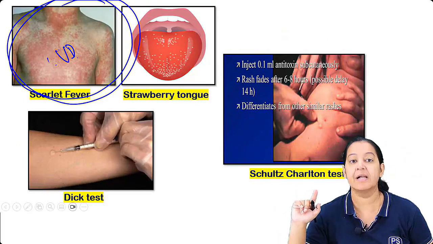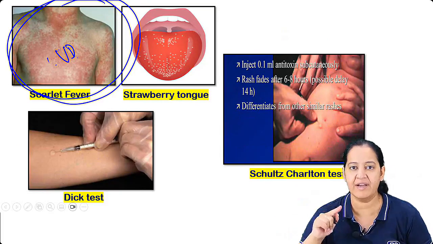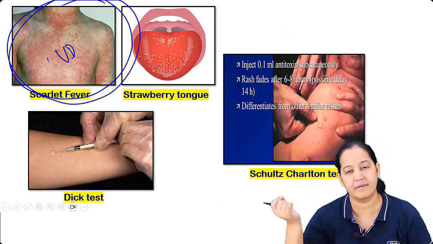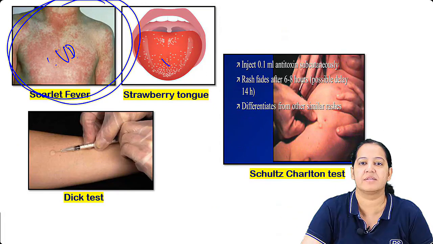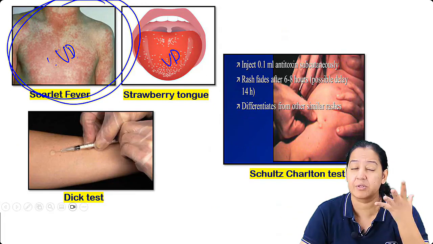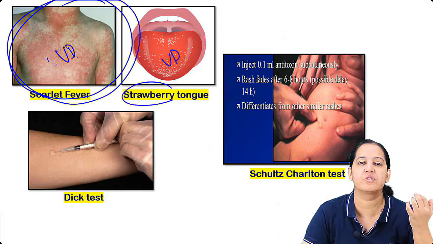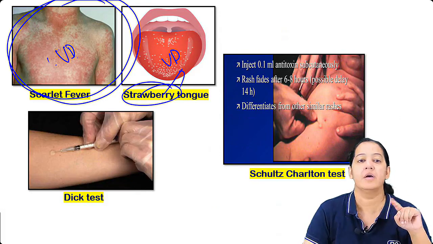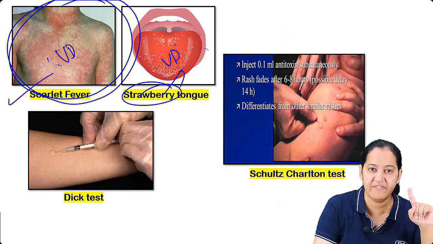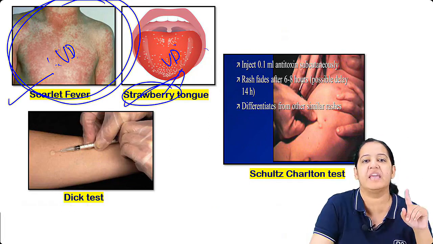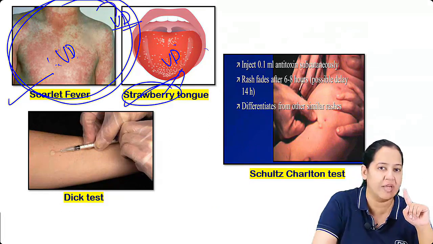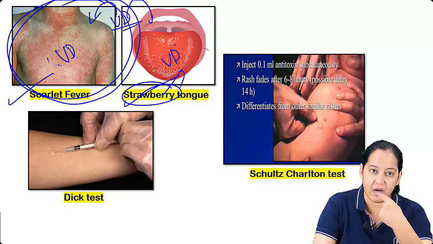People say maximum vasodilatation occurs in the tongue. The tongue will become super red in color. It looks like the fruit strawberry. That's why it is known as strawberry tongue. So the reason for both is the same: scarlet fever and strawberry tongue are both due to vasodilatation. Here cutaneous blood vessel vasodilatation, here vasodilatation of the tongue's blood vessels.